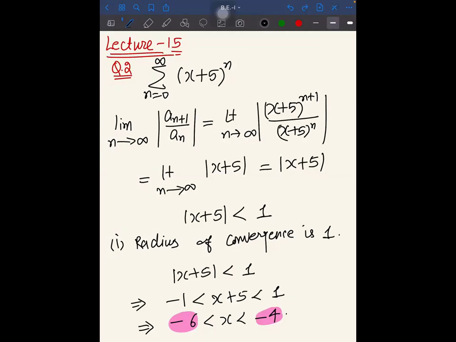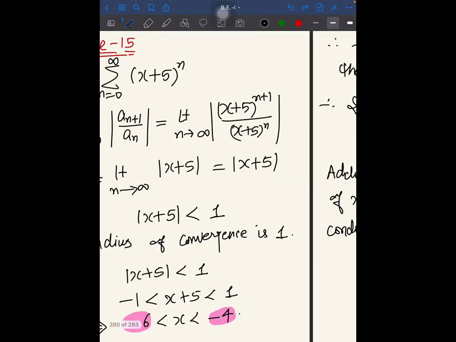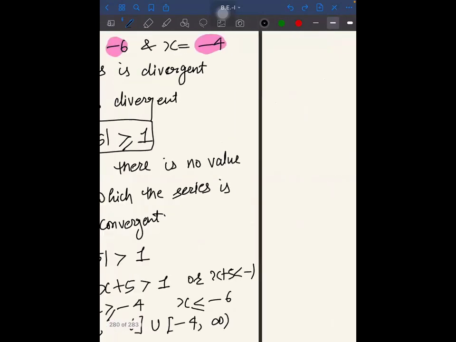So let's do a few more questions. Next, let's say we have question number 4. Summation n runs from 1 to infinity, 3x minus 2 raised to power n upon n. So again, what should we do? Now, can you see this? This is your question number 4.